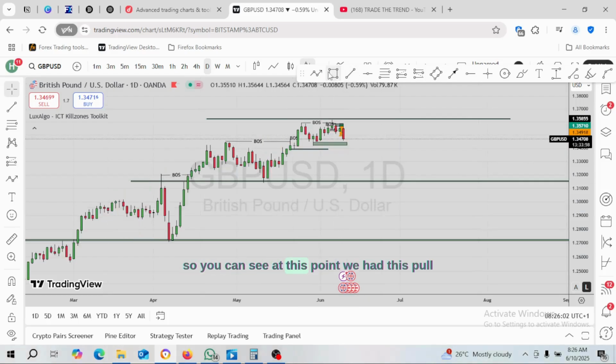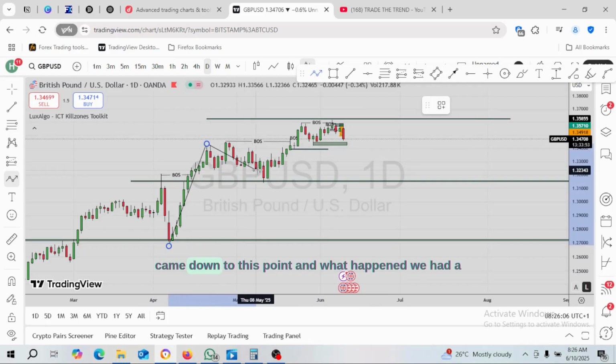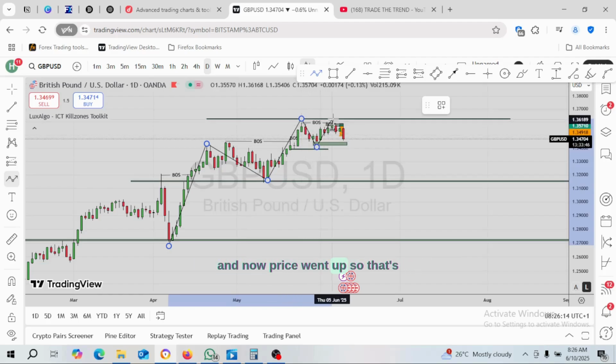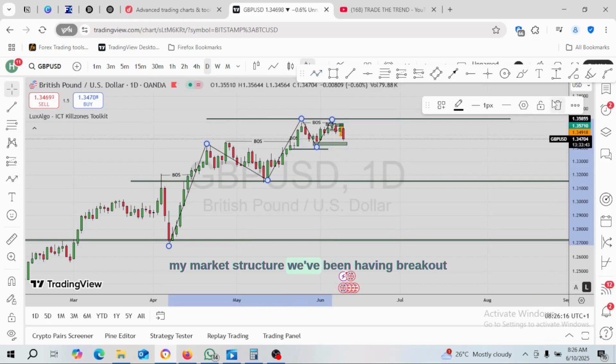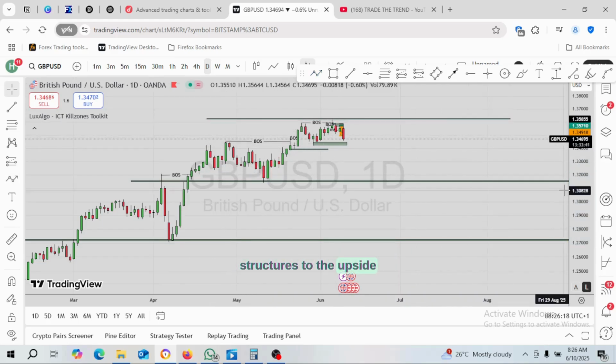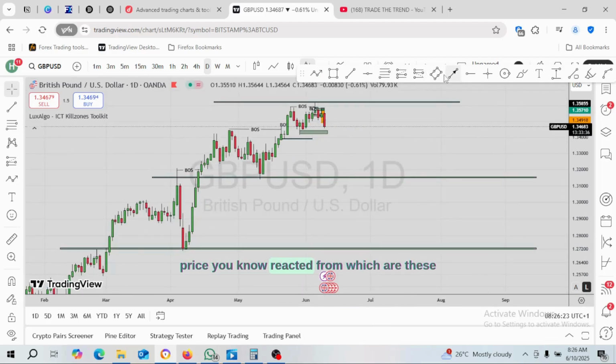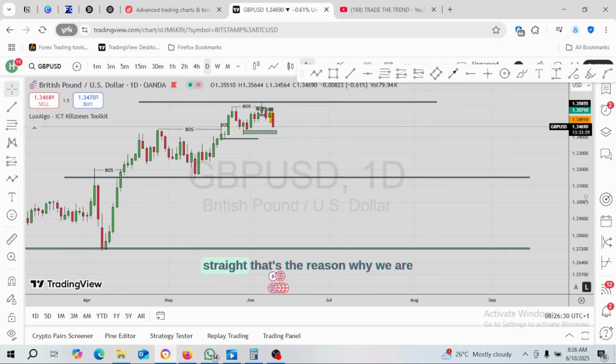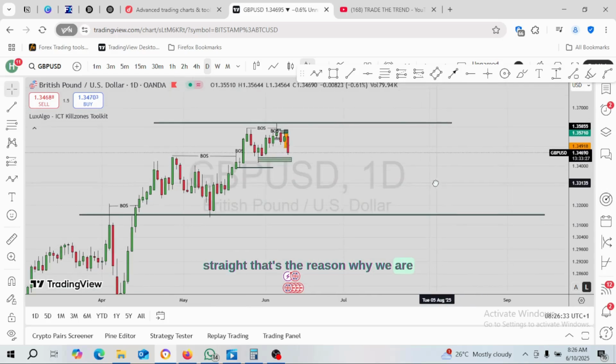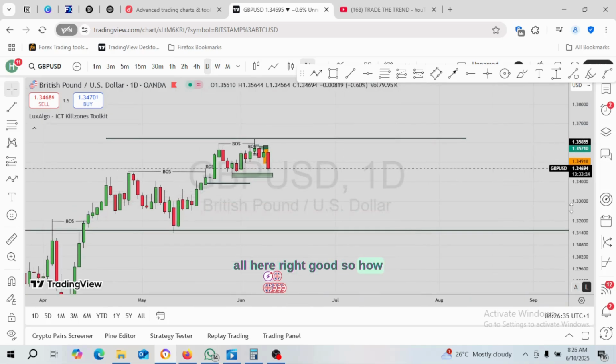So you can see at this point we had this pull up to the upside, price came down to this point, and what happened? We had a push to the upside, we had a retracement to this level, and now price went up. So that's my market structure. We've been having break of structure to the upside. So I marked out my levels, areas where price reacted from, which are these horizontal lines you are seeing over here. So how did I get this trade? That's the reason why we are all here, right? Good. So how did I get this trade?